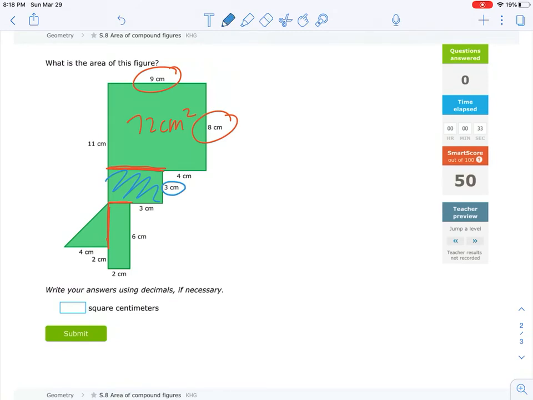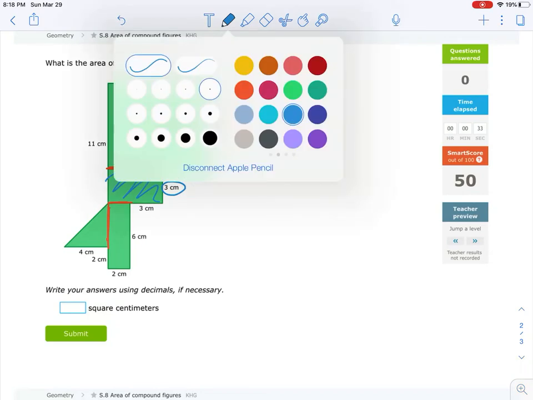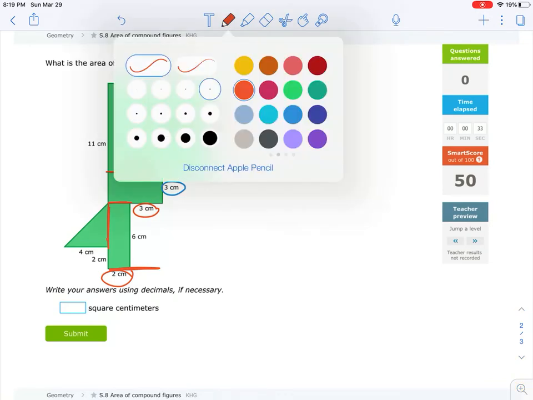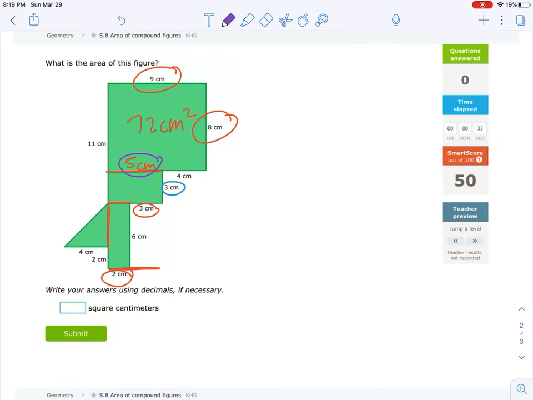What we do see here, though, is this distance is the same thing as this distance. So this distance here and this distance here are the same. So if I want to know this distance, all I have to do is add 2 and 3 together to make 5 centimeters. And then we can multiply 5 times 3 and get 15 centimeters squared.